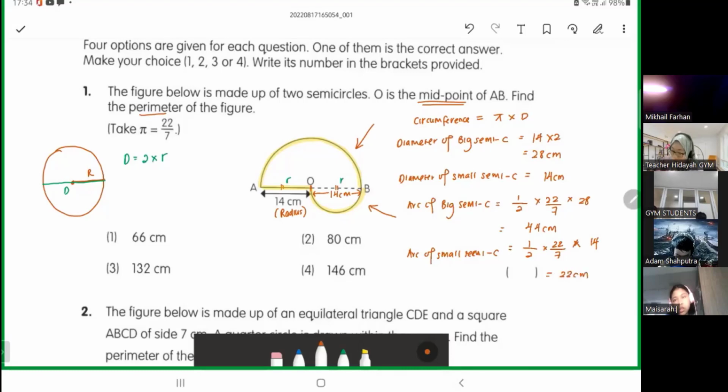So our plan just now was to take the big arc, the small arc, plus 14 cm. So the big arc is 44 cm plus 22 cm plus 14 cm. We are going to get 80 centimeters. Answer is option number 2. All right, please mark.